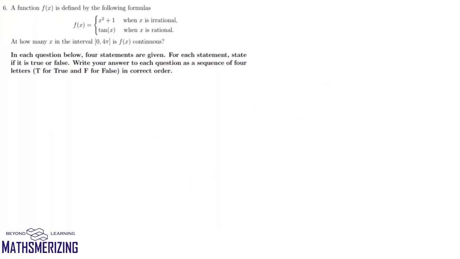Now question number 6 is, the function is defined by the formula f(x) equals x square plus 1 when x is irrational and 10x when x is rational. Now at how many values of x in the interval 0 to 4 pi is f continuous? Now if we take any point, then in the neighborhood of any point, there will be infinite rationals and infinite irrationals. So that means this function will be discontinuous at all the points except for the points where the value at irrational is same as the value at rational. So this function will be continuous at points where x square plus 1 is equal to 10x.